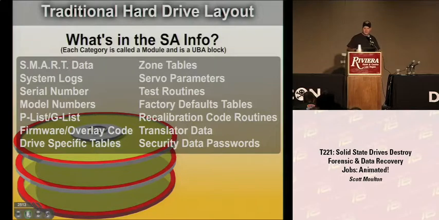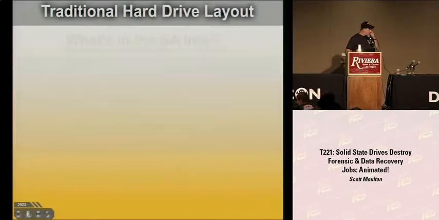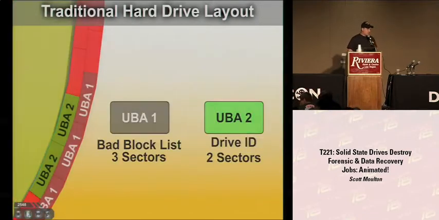So we don't get that code unless somebody's going to reverse engineer it. So physically, right now, we're looking at content that's changing, and we have no idea what's changing. Also in hard drives, we have this division of content that's divided up into what's called utility block addressing.